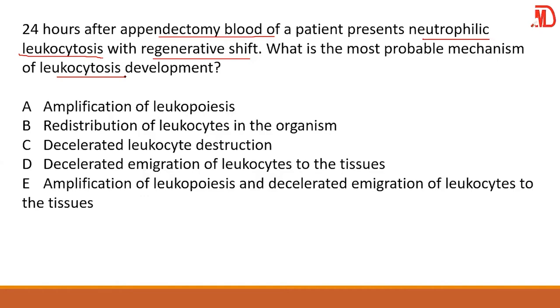Abnormally high number of what? Neutrophils in the blood. So what it means is that inside the bone marrow, there is what? Leukopoiesis taking place. Or there is what? Increased demand of these white blood cells. So there's amplification of the leukocytes.